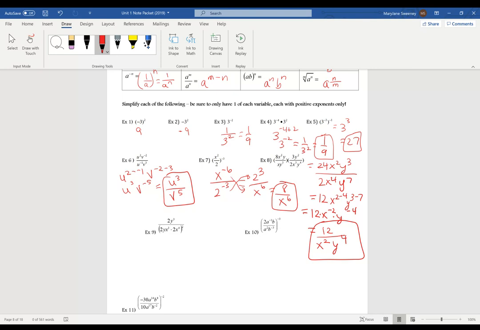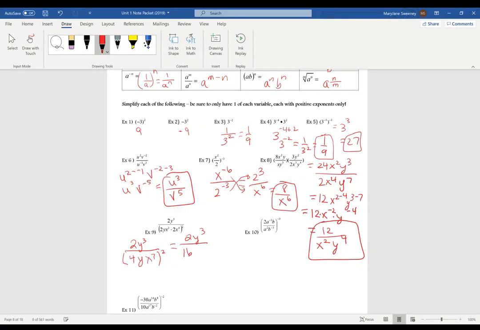For this, we've got 2y to the 3rd on the top. On the bottom, I would probably simplify what's in parentheses first. So 2 times 2 is 4. We don't have any other y's. And then an x to the 3rd times an x to the 4th is an x to the 7th. That's all being squared. So 2y to the 3rd.